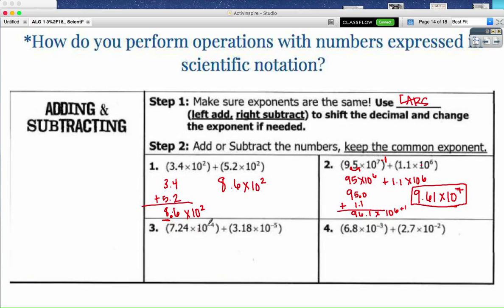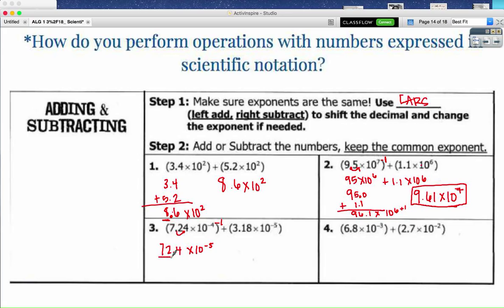So question number 3, I got a -4 and a -5. I can make them both into -5s. So to make a -4 into a -5, I'd have to minus 1. So if I want to subtract 1, I have to move it to the right one. So 72.4 times 10 to the -5th.